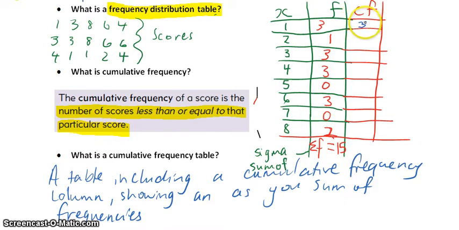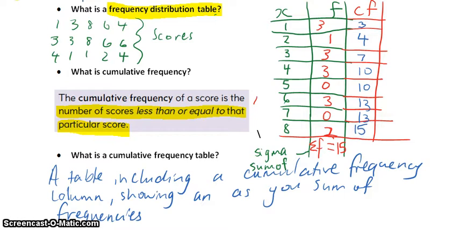Okay. So 3 plus 1 is 4. 4 plus 3 is 7. 7 and 3 is 10. 10 and 0 is 10. 10 and 3 is 13. 13 and 0 is 13, 13 and 2 is 15.